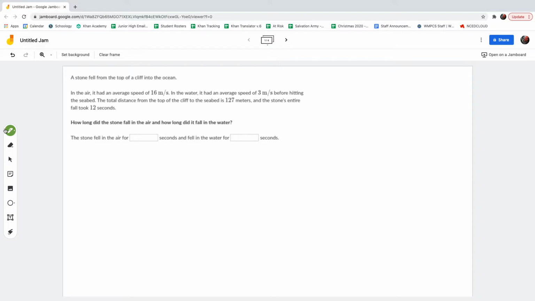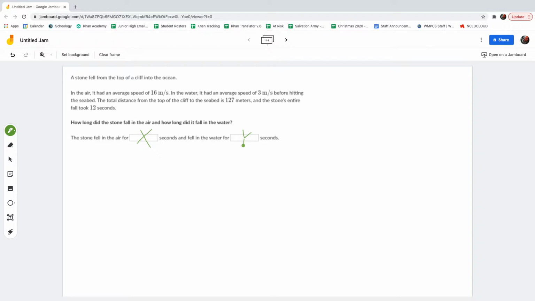We know that this is going to be a system of equations, so we're going to have two variables, and let's just say it's x and y. For this particular problem, x is going to be how long it fell in the air, and the time in water is y seconds. So it's falling in the air for x seconds, and it's falling in the water for y seconds.